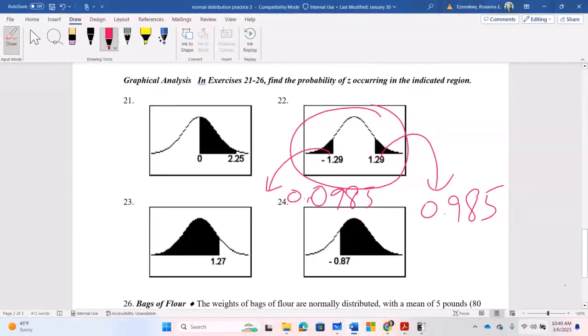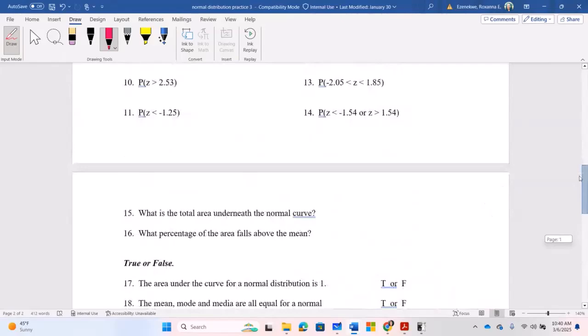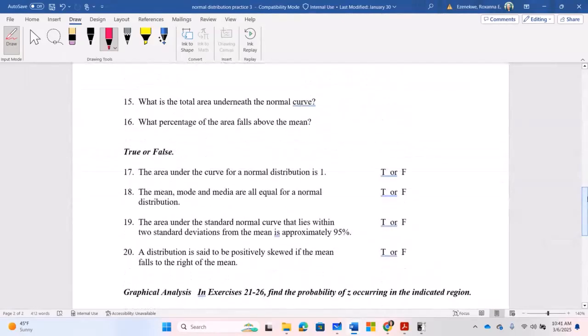Okay. I know you should be able to do the other ones, but we just got into chapter 7. Let's answer those questions here. This is about the normal curve. What is the total area under the normal curve? The total area under the normal curve is 1.